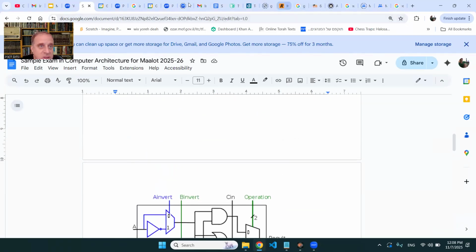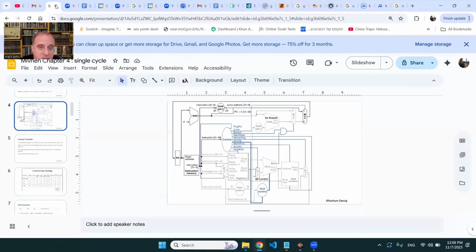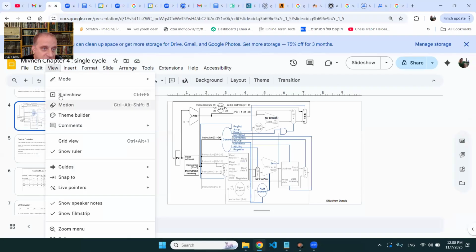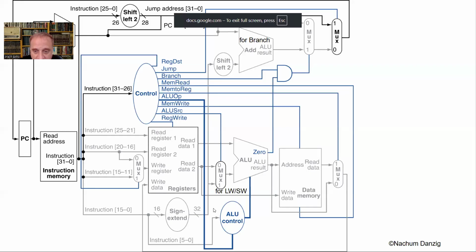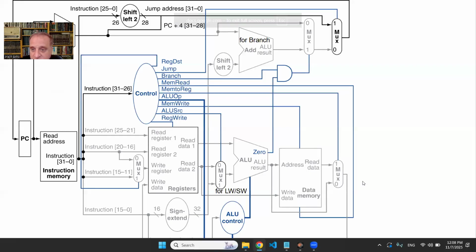So let's go to the diagram. This is your friend, this diagram. He's going to solve all your questions. And what do we see? Wait a second, let me get rid of this menu. Hide floating meeting control. Okay.